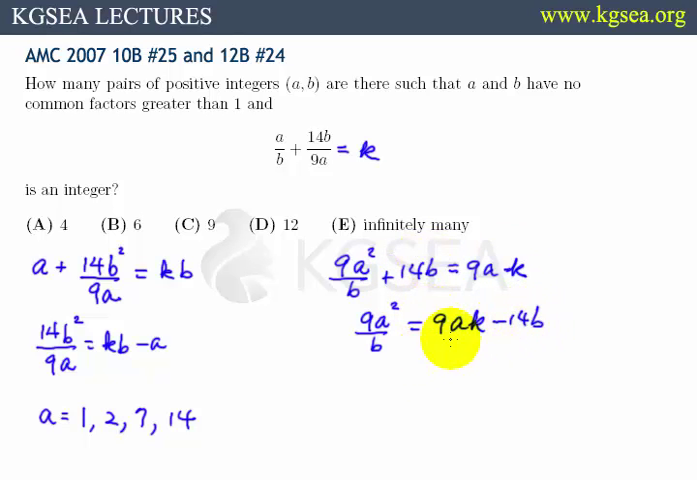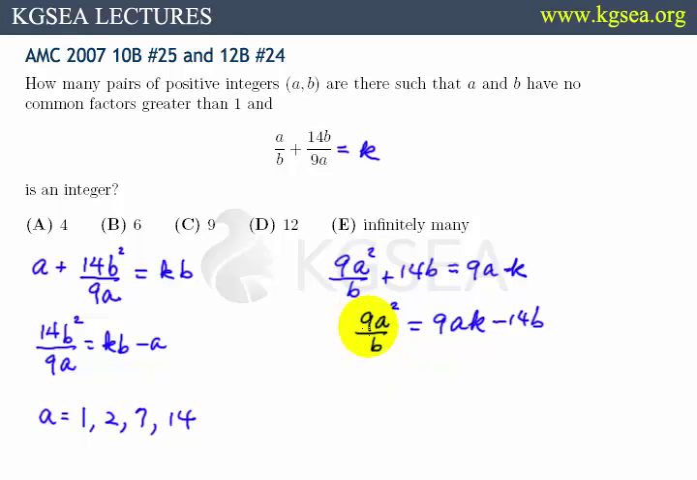Okay, let me tell you, 9 is an integer, a, they told me it was an integer, k is supposed to be an integer, 14 is an integer, b, they told me it was an integer, so if you multiply integers and subtract integers, you get an integer. This thing is an integer. a is an integer. Okay, now, how can I get rid of this b?